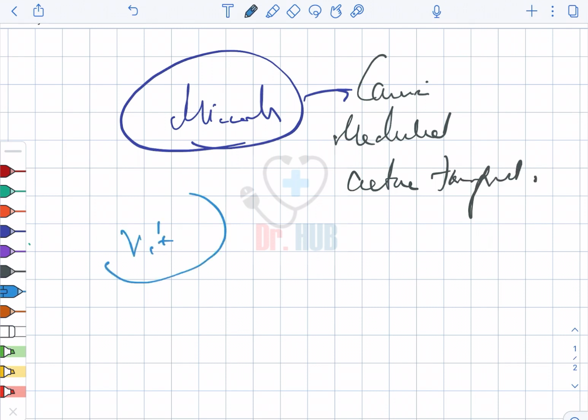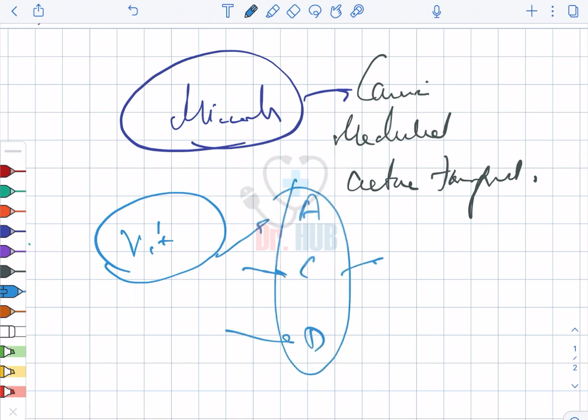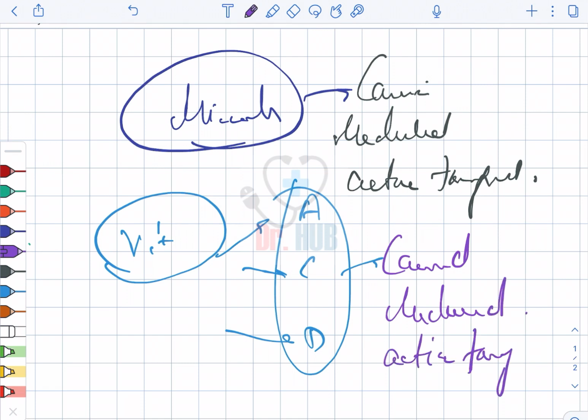Next come the vitamins. Vitamins A, C, and D are carried by carrier mediated active transport. So this is how they are transported.